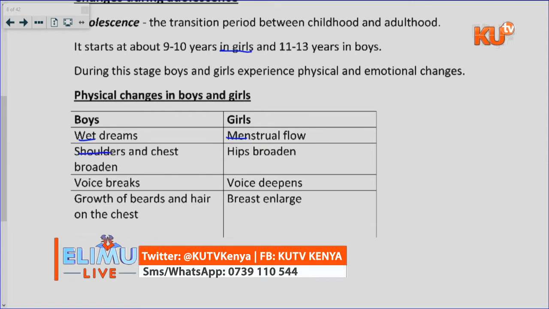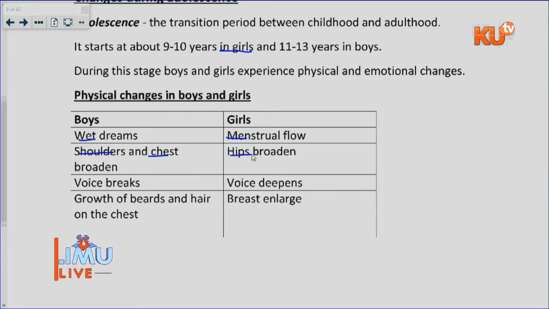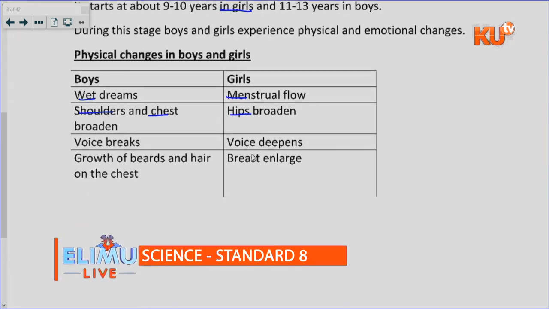Concentrate, it is shoulders and the chest that broaden. For girls, it is what you call the hips. The hips broaden. In boys, the voice breaks, which means the voice becomes rough, or we have the bass in this case. In the girls, it's the opposite. The voice deepens and they start to talk in a very soft voice.